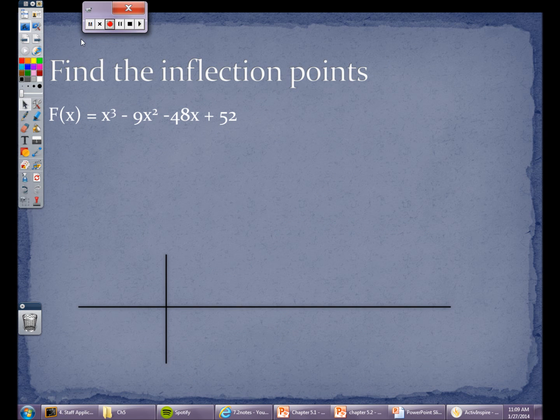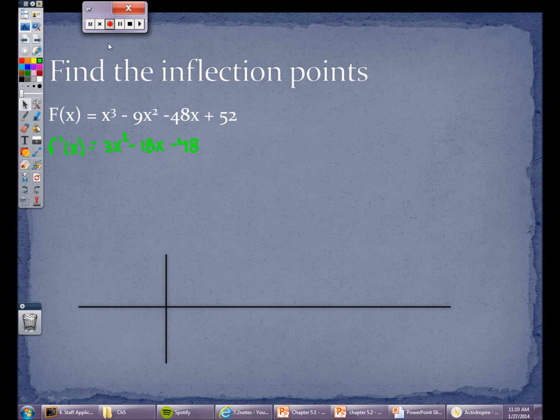Let's find the inflection points of the following function. First, I'm going to find the first derivative by using the shortcut of the power rule. Here you can see f prime, which was obtained by moving the exponents down and multiplying them by the coefficients, and then taking a 1 away from the exponents.